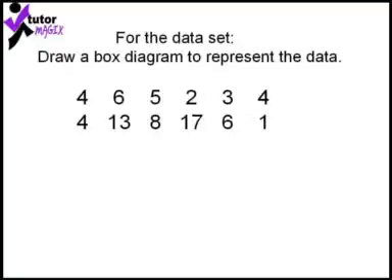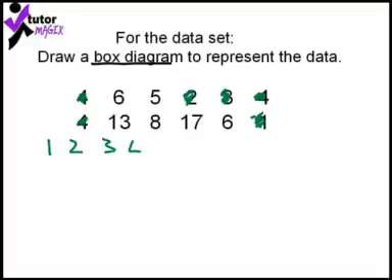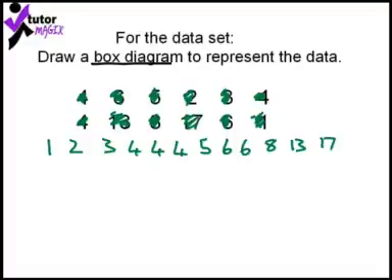For this data set, we are required to draw a box diagram to represent this data. First things first would be to write them from smallest to biggest. So we will start with 1, then there's a 2, then there's a 3, then we have 3 4s, so we'll write them down 3 times, then there's a 5, then 2 6s, also write them down, both of them, then there's an 8, then 13, and lastly the 17.